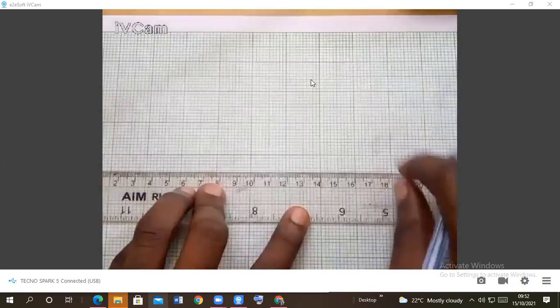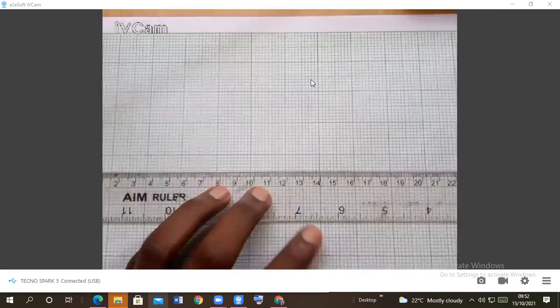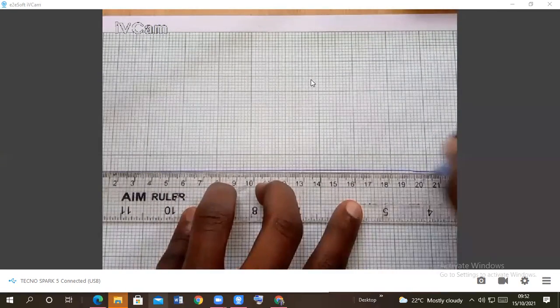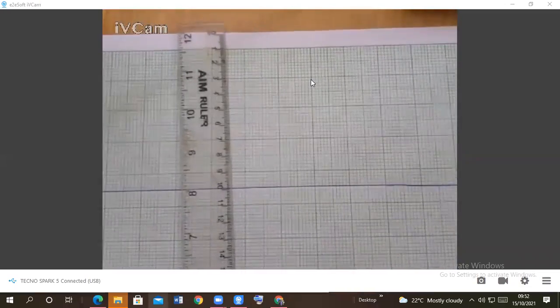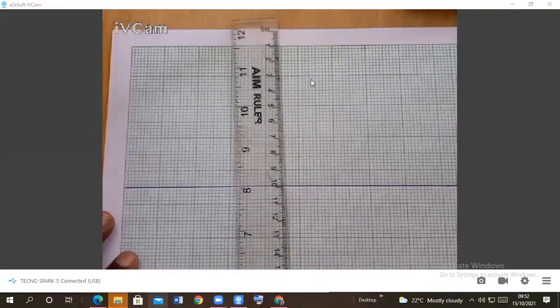You can use a pen or a pencil, depending on what you have, but you must be very accurate when you are using a pen to avoid mistakes. So this is our principal axis now. This is acting as our principal axis.